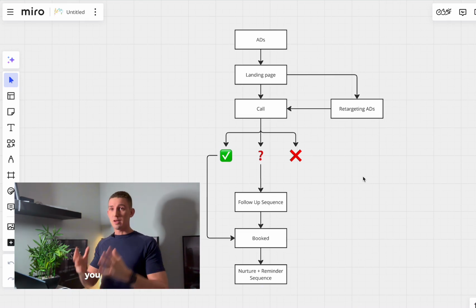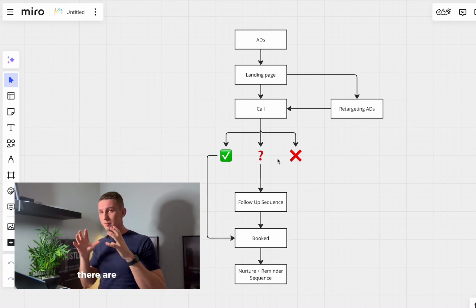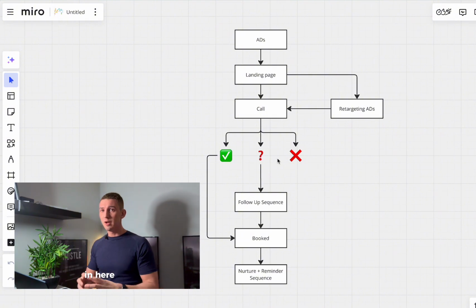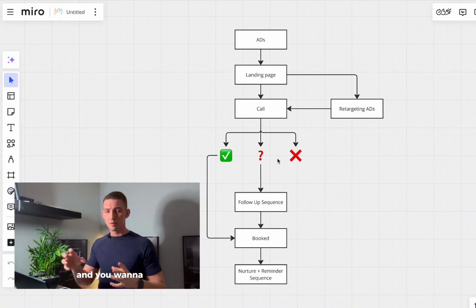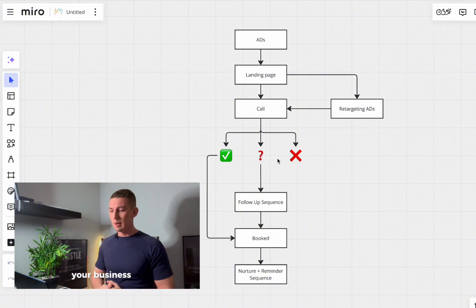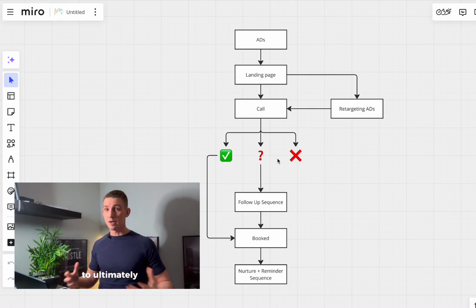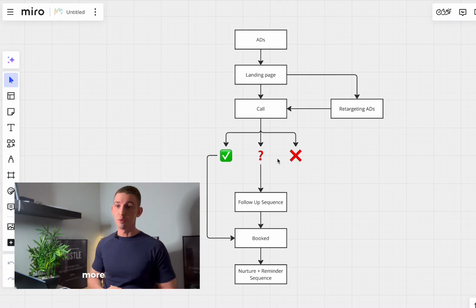Equally, if that's not what you're doing and you've got this yourself, hopefully there are some useful bits of information in here that you might be missing and you want to just pull across and implement into your business to ultimately increase that conversion rate and get you more quality leads.